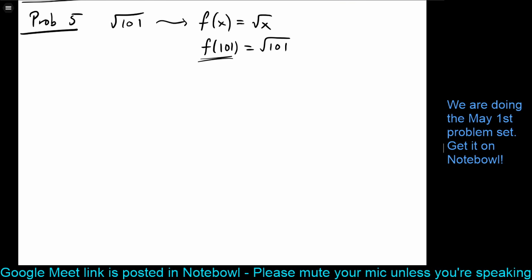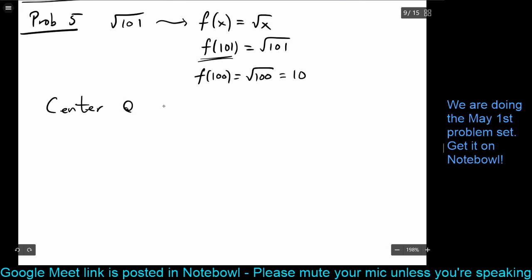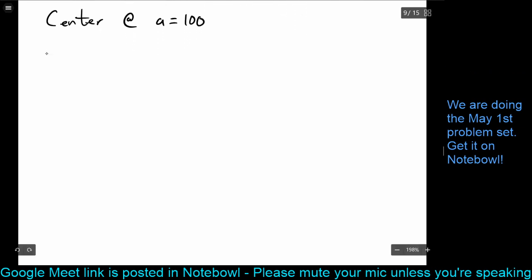Yep, exactly. So since f of 100 is really nice, and 100 is pretty close to 101, we're going to center our series at 100. So we want to center at, sorry, I want to say a equals 100. Okay. So since we're going to go up to a cubic approximation, what we need to do is compute the Taylor coefficients up through k equals 3.